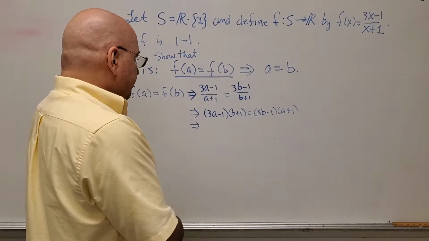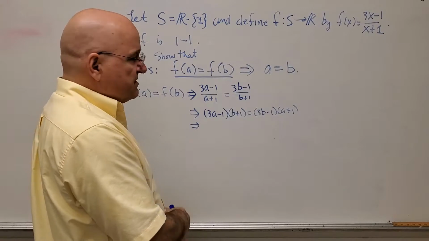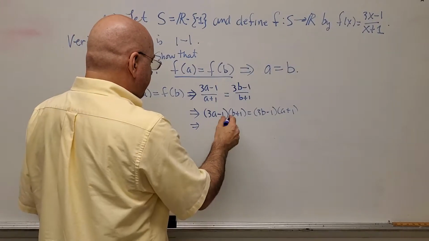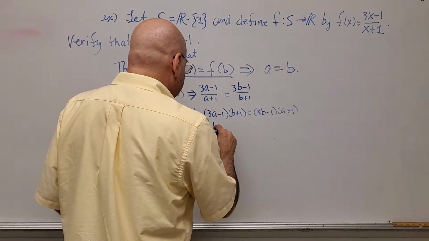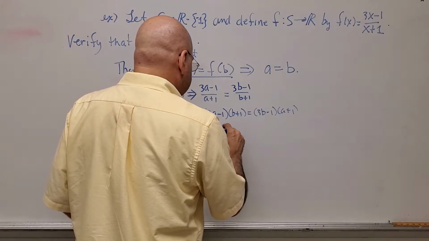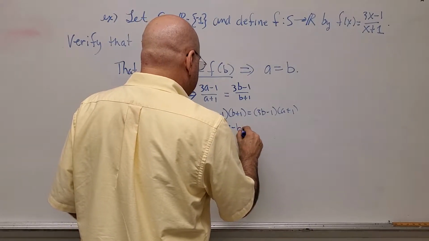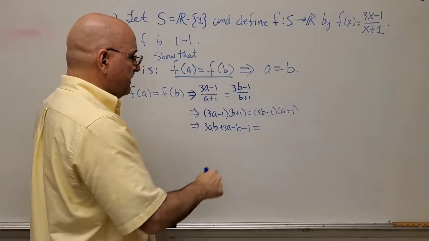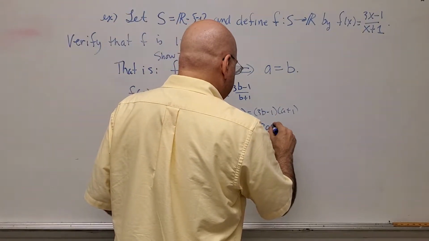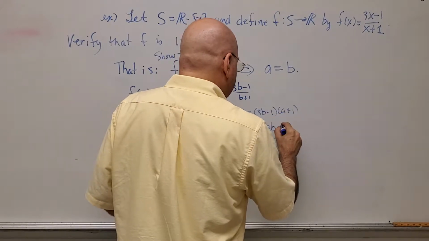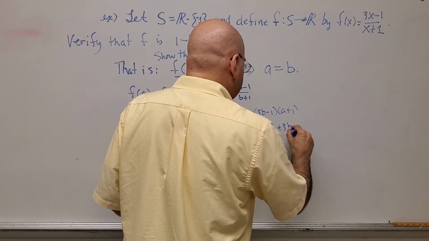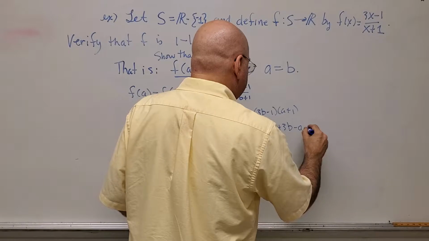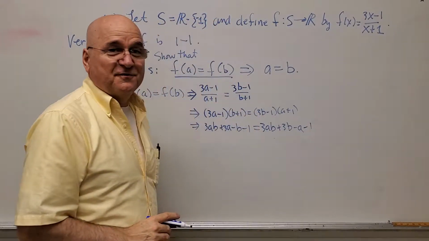Well, I don't see any simplification, so I'm going to have to FOIL everything out. 3AB plus 3A minus B minus 1. That's what I get when I FOIL that out, I believe. And this would be 3AB plus 3B minus A minus 1. I hope I did it right. We'll find out in a minute.